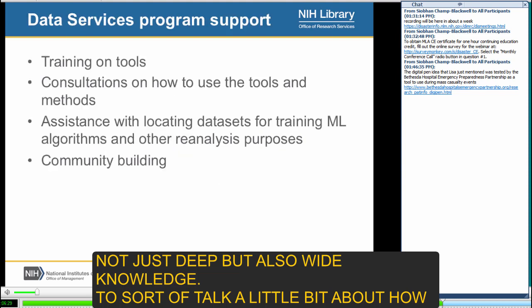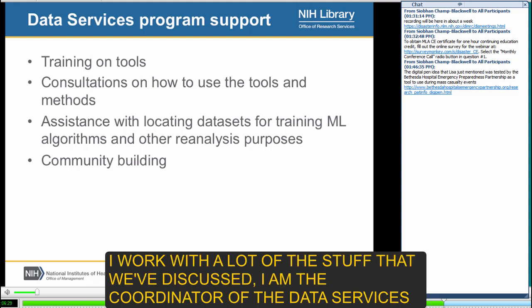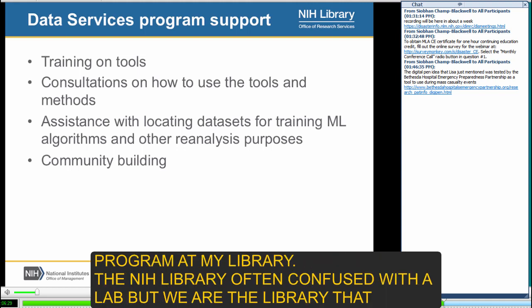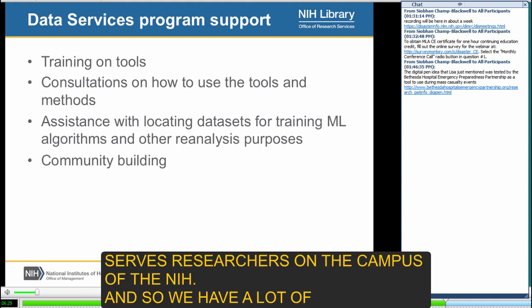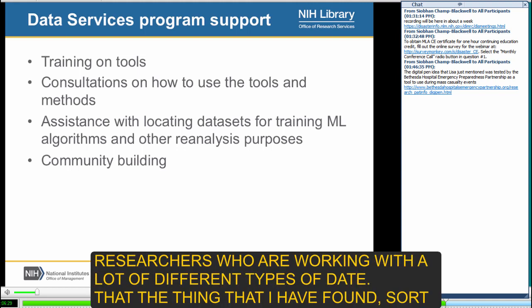So to sort of talk a little bit about how I work with a lot of the stuff that we've discussed, I am the coordinator of the Data Services Program at my library, the NIH library, often confused with NLM, but we are the library that serves researchers on the campus of the NIH. And so we have a lot of researchers who are working with a lot of different types of data.